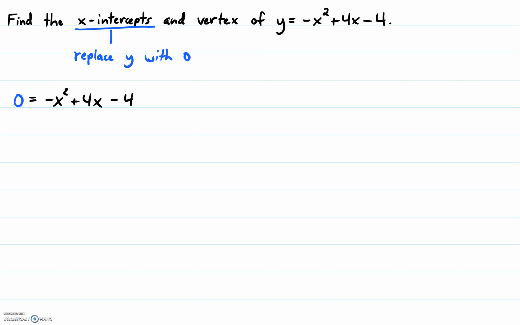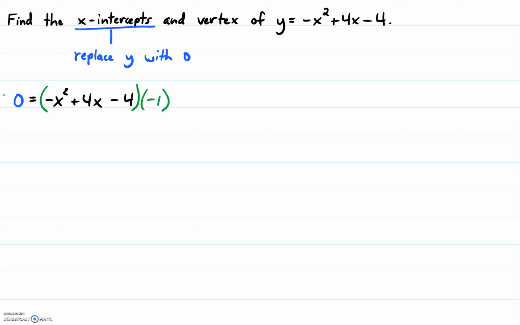Now what we have is a quadratic equal to 0. And so what you may be thinking is, why don't we factor on the right-hand side and then use the zero product property, set each factor equal to 0 and solve. If that's what you're thinking, that's exactly what you want to do. Now before we factor, to make the factoring a little bit easier, I'm going to multiply by negative 1.